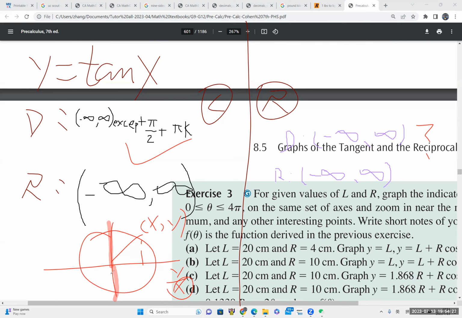This is because if this is x, y, then here is negative x, negative y, right? So they have the same tangent, correct? That being said, tangent of x plus pi equals tangent x. Anyway, the period is pi.